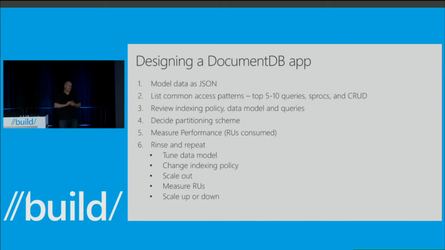Okay? Now use the real data that you've modeled as JSON and use them in those queries. And then what you will do is every time you execute any operation against DocumentDB, you get back a request unit charge. And that request unit charge is the currency, or the charge, that we applied to that operation.